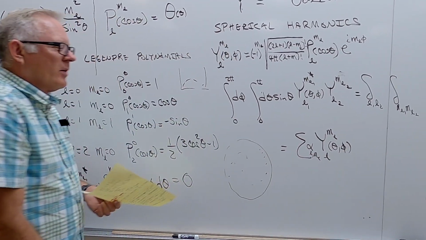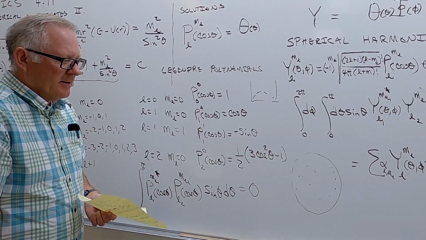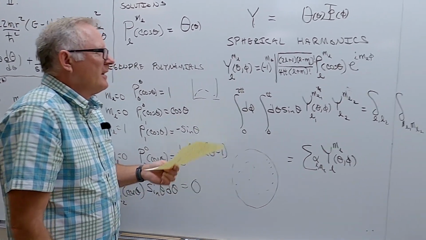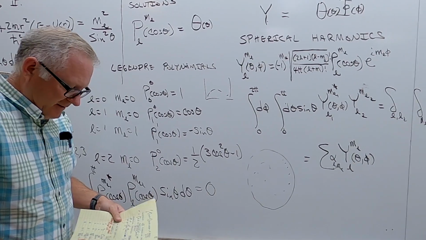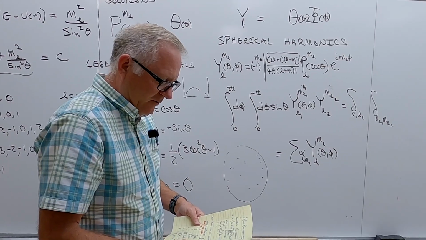So anytime you're trying to map out something on a sphere, you're probably going to be using something called spherical harmonics. It's not just used in quantum mechanics. It's anytime you have a value on a sphere.